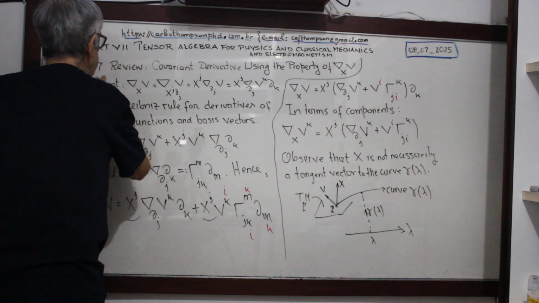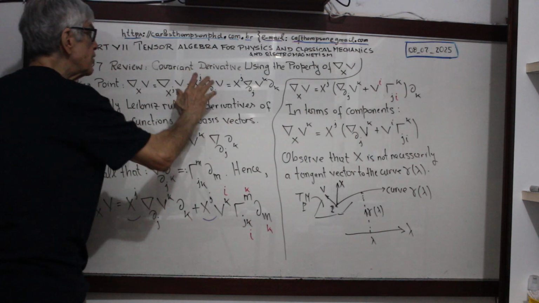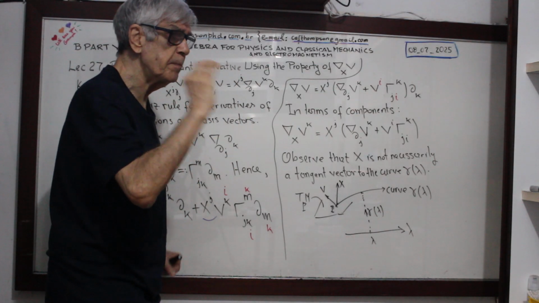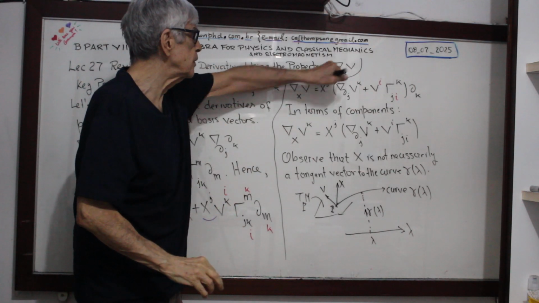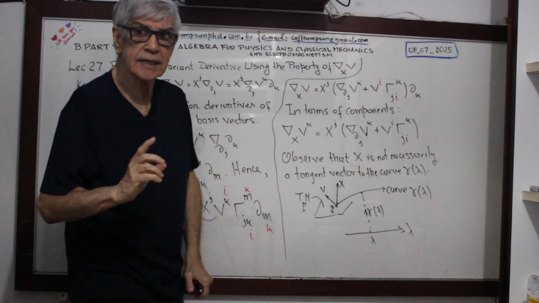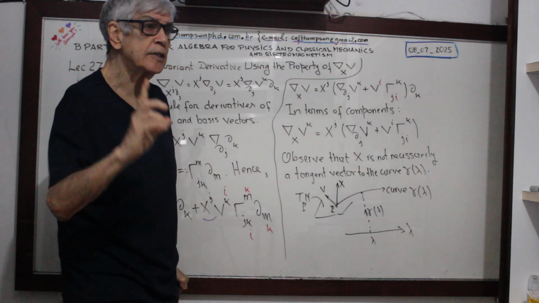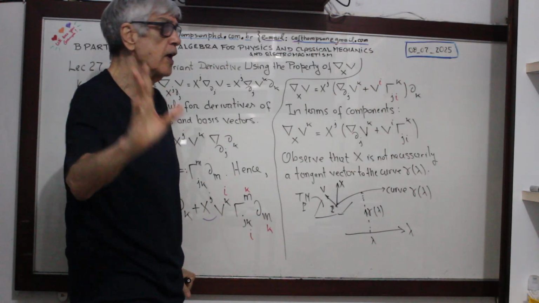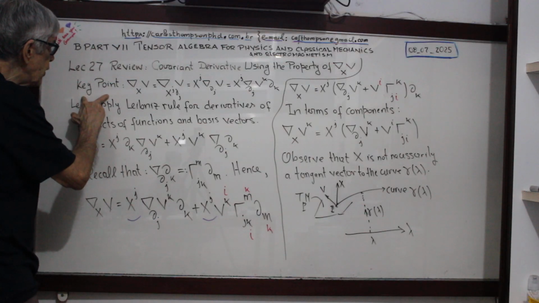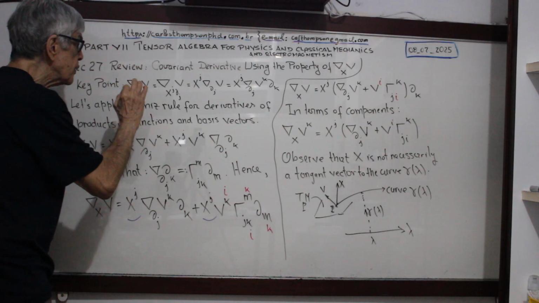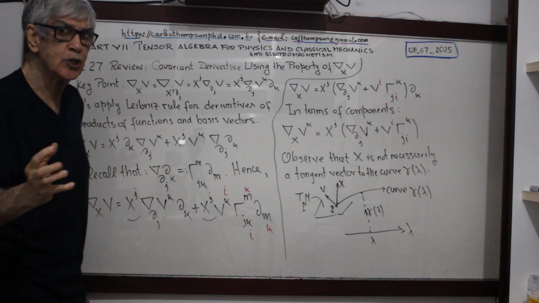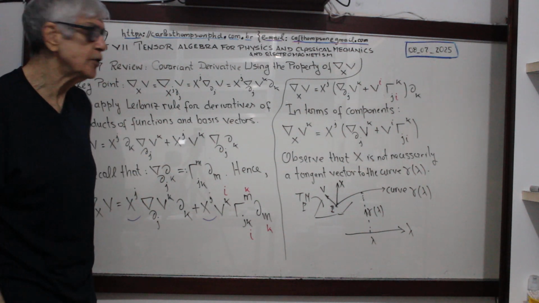Lecture 27, review of the covariant derivative using the key point. The key point is the property of the covariant derivative of v with respect to x. X is not necessarily a tangent vector. Again, key point, this is a property of the covariant derivative which we showed previously in the video.